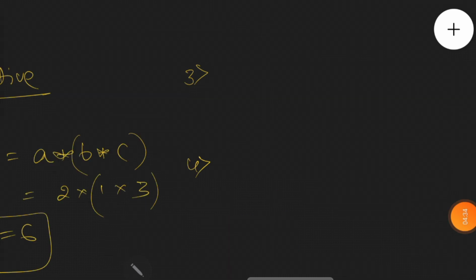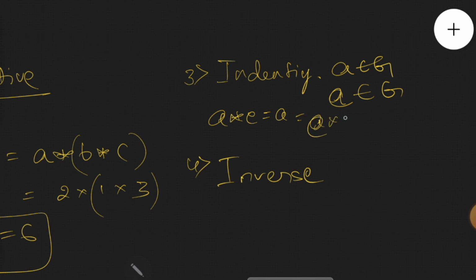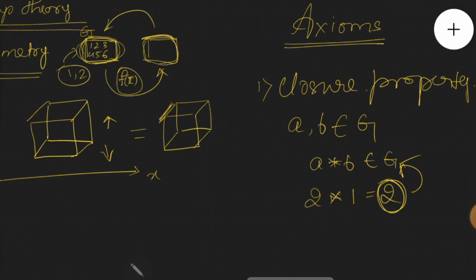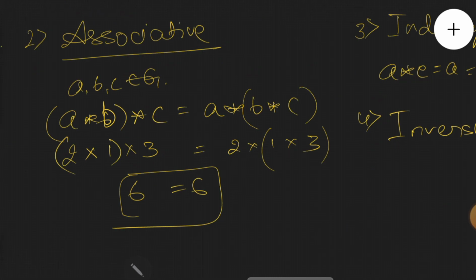The third and fourth properties that you have to check are identity property and inverse property. These two are pretty simple. Identity property is like if a belongs to G and if e belongs to G, then a star e has to be a, and again e star a will also be a. That simply means that if you take this group and just multiply it by 1, its values will not change and should not change in order to be called a group.